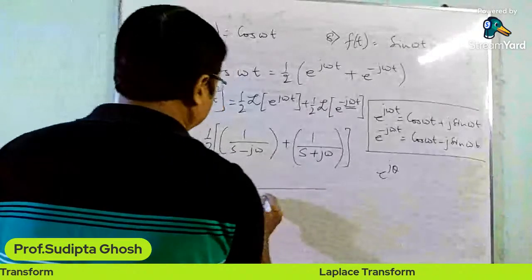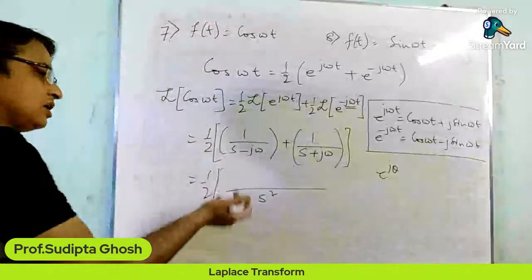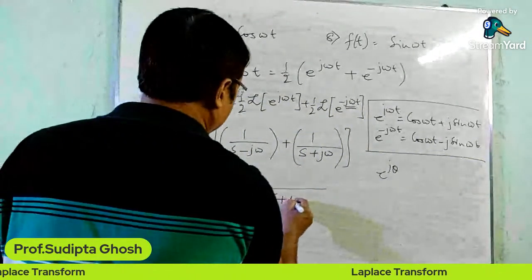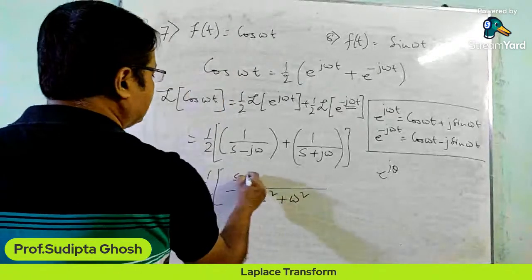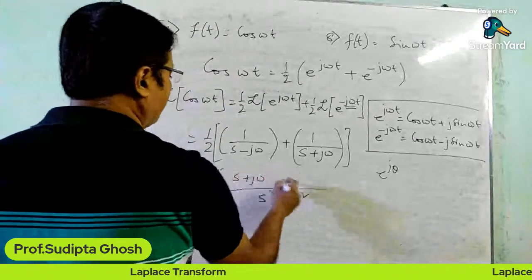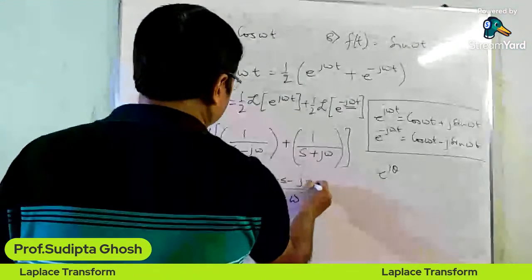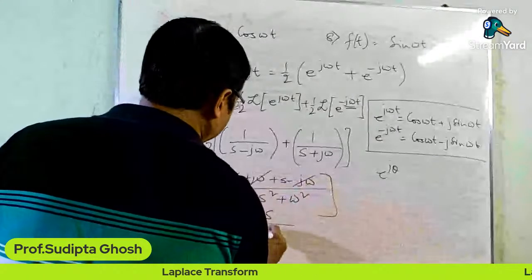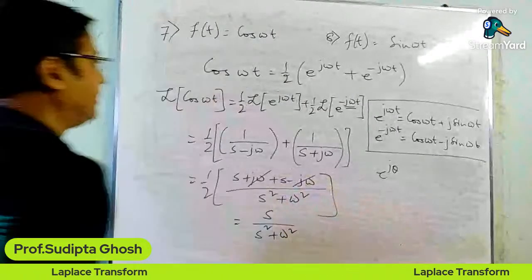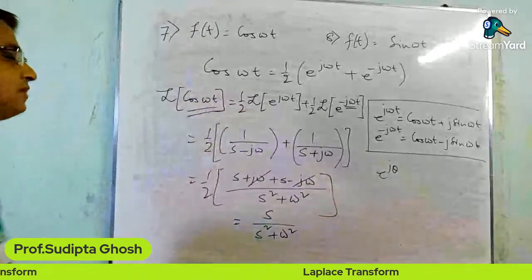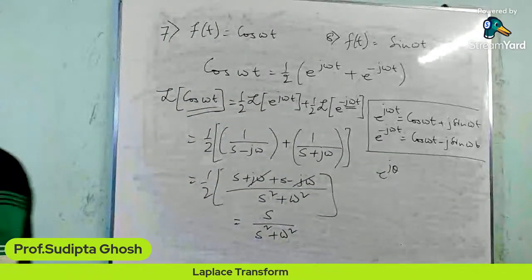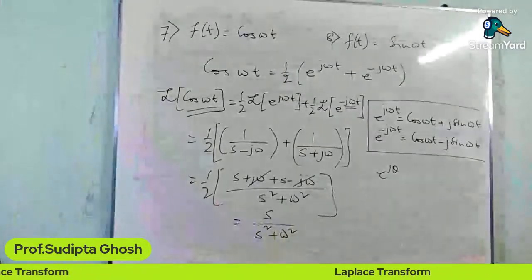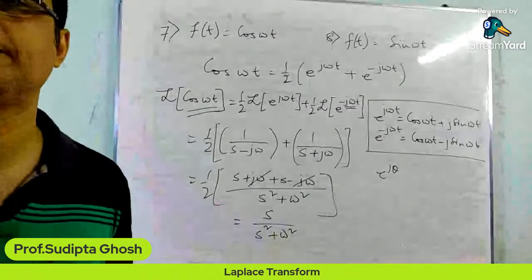So now, simplifying this, we have s square minus j square omega square. As j is complex, we have s square plus omega square, and in the numerator it will be s plus j omega plus s minus j omega. So j omega cancels, and we have s by s square plus omega square. So the Laplace transform of cos omega t is equal to s by s square plus omega square, right?